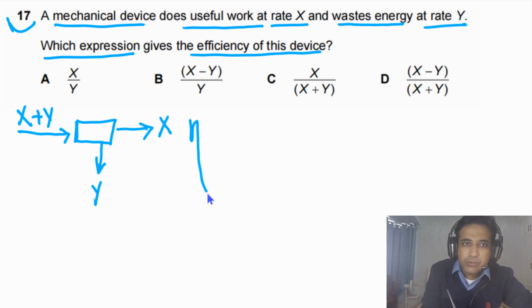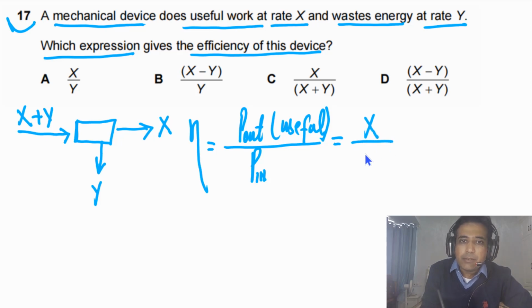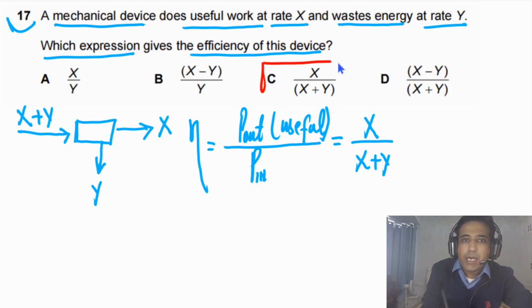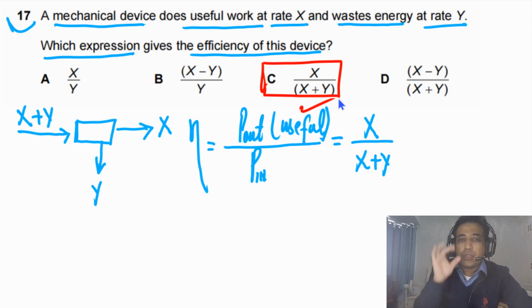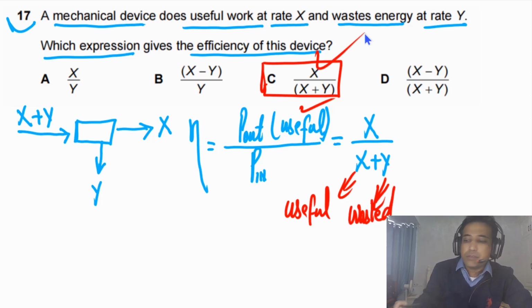We need to find the efficiency, so efficiency simply has to be equal to P out, useful. Very important one, you need to understand which power you have to take. Useful divided by P input, total input energy. So in this case, useful we have, that is X, and the total input is X plus Y. So the answer for this question has to be C. This is an important point. You have to take useful energy output or useful power output, and this one has to be the total. It means this has to be useful plus wasted. So very important one. The answer for this question is C.